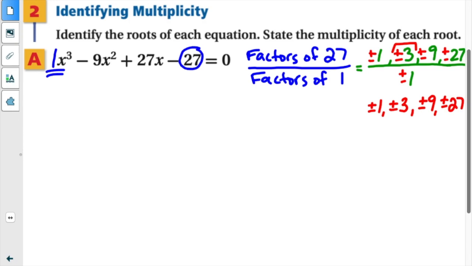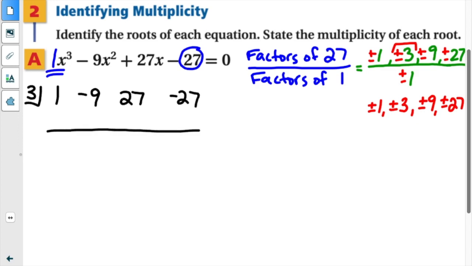all 8 of those will be possible numbers that we will check to see if we can divide x to the third minus 9x squared plus 27x minus 27 and have 0 remainders. So let's try something like 3. So if we wrote this with synthetic division, we'd have 1x to the third, negative 9x squared, positive 27x, and negative 27. We're going to try to divide all these by 3.